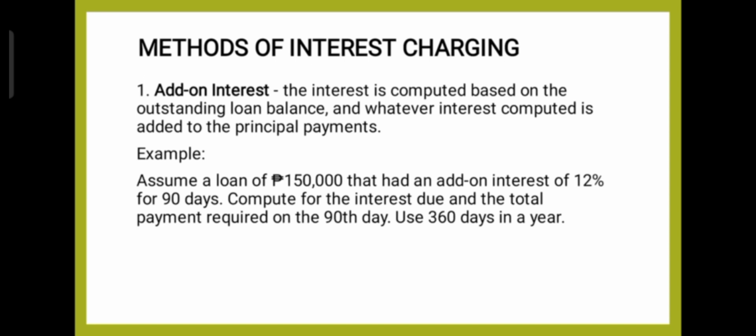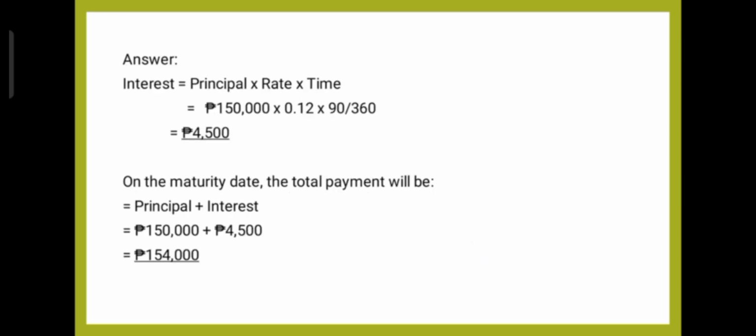Here's an example. Assume a loan of 150,000 that had an add-on interest of 12% for 90 days. Compute for the interest due and the total payment required on the 90th day. Use 360 days in a year. So, ito yung answer. Ito muna yung formula na ating gagamitin para makuha yung interest. Interest is equals to principal times rate times time. Where the principal is kung magkano yung niloan mo, the rate is kung magkano yung percent ng interest, and the time kung hanggang kailan mo siya pwedeng bayaran.